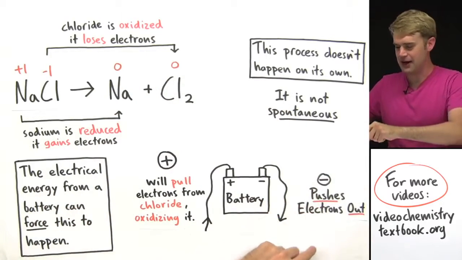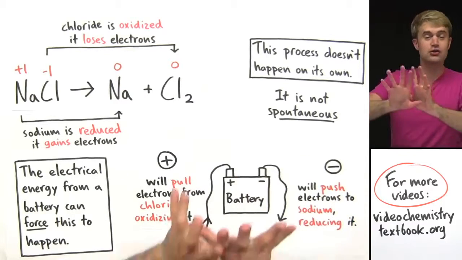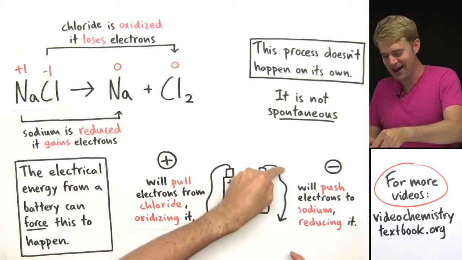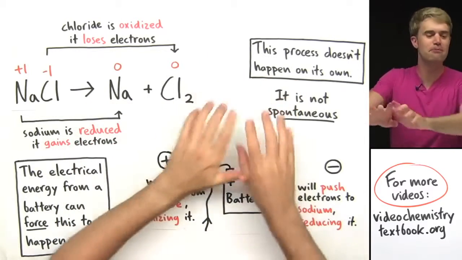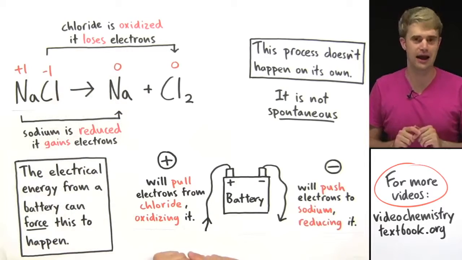And the negative side of the battery that pushes electrons out, it's going to push electrons to sodium. Sodium doesn't want to gain electrons? Too bad. The negative side of the battery is going to push electrons to the sodium, making this process happen.